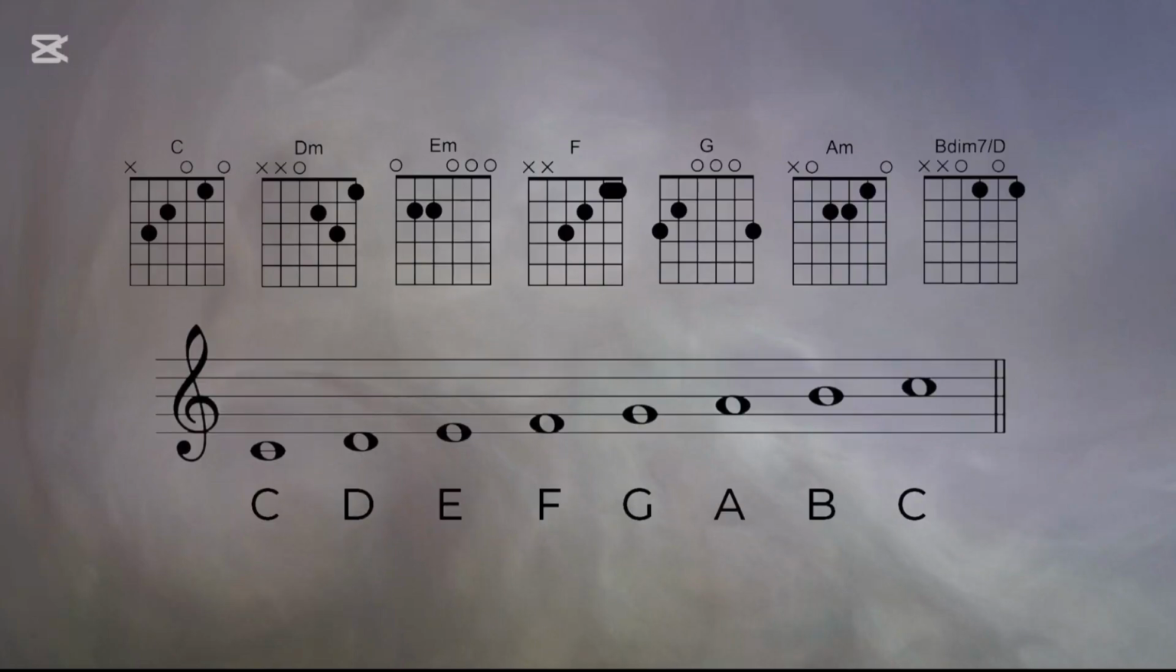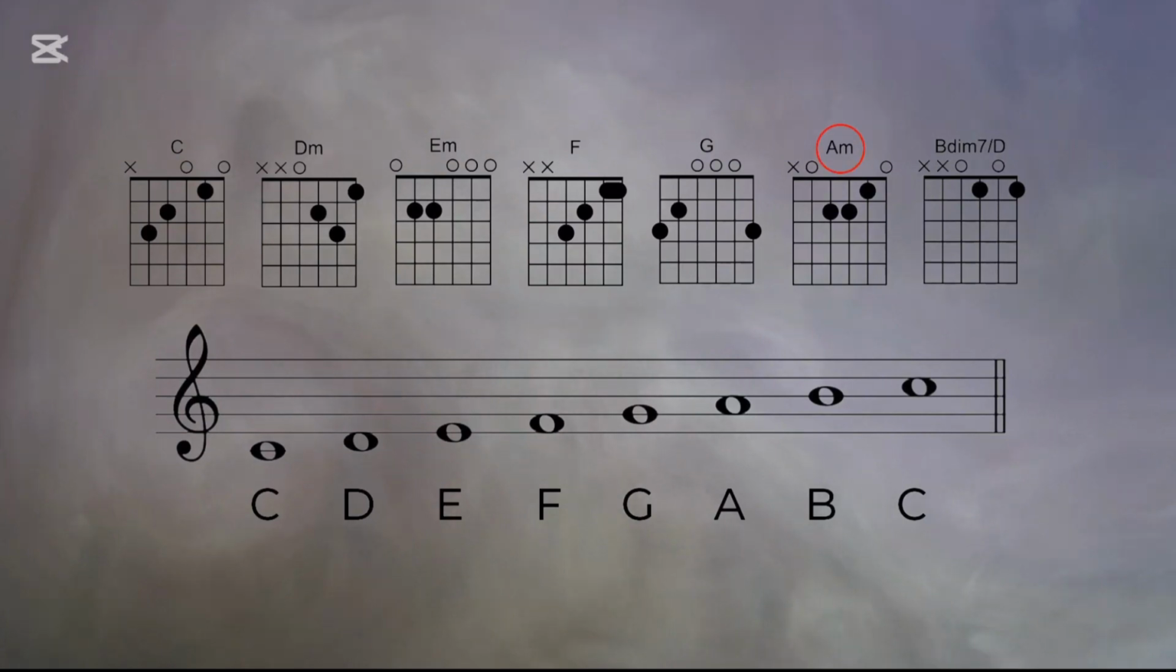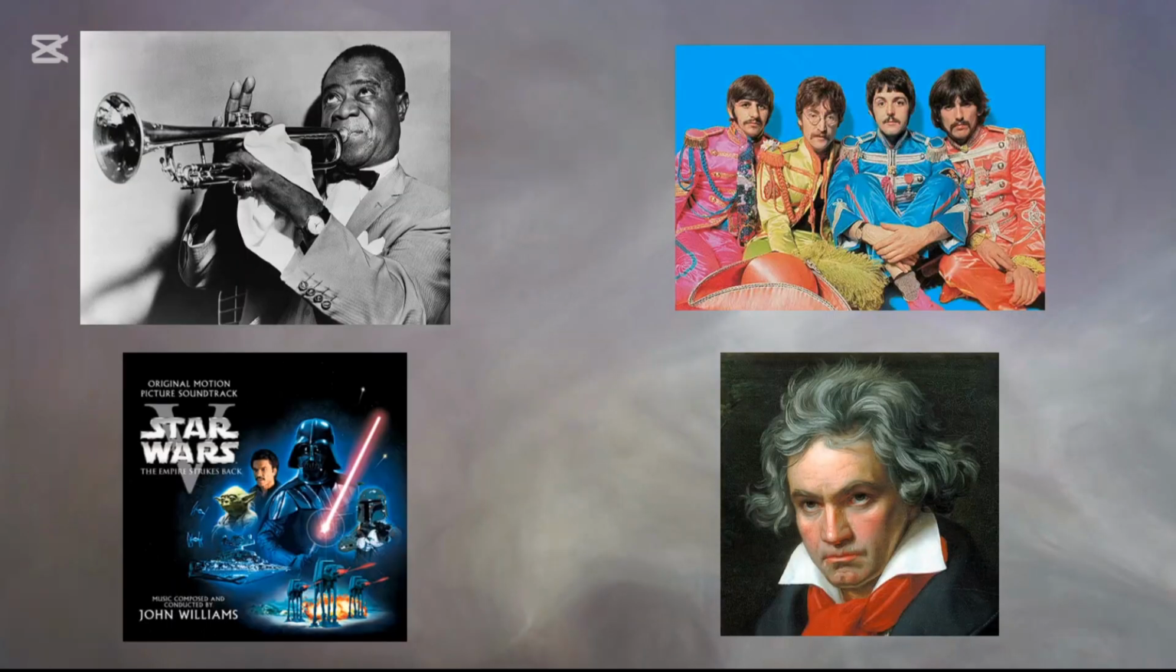The E7 catches your ear because it's not in the key, but it makes sense when it resolves to A minor, which is in the key. Once you know what to listen for, you'll start hearing secondary dominants everywhere, from jazz and classical to pop and film scores. Now, what if I told you it doesn't stop there.